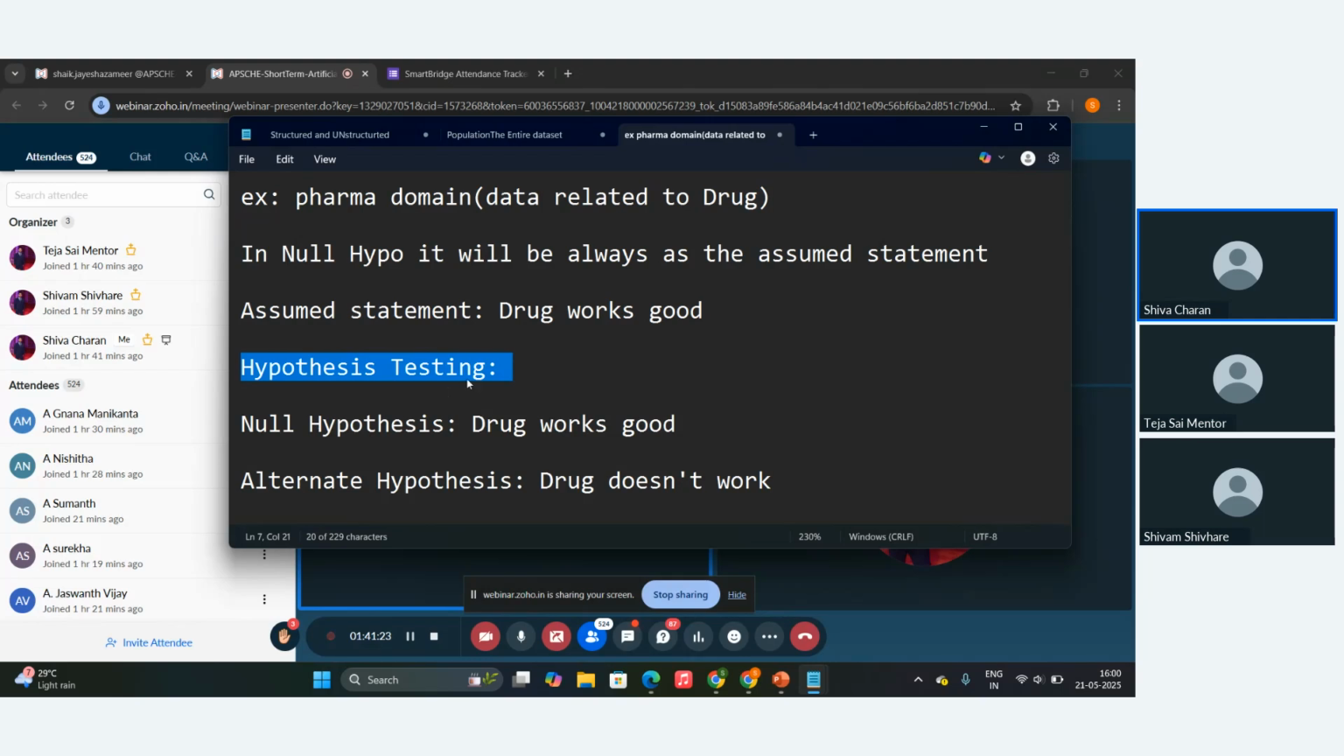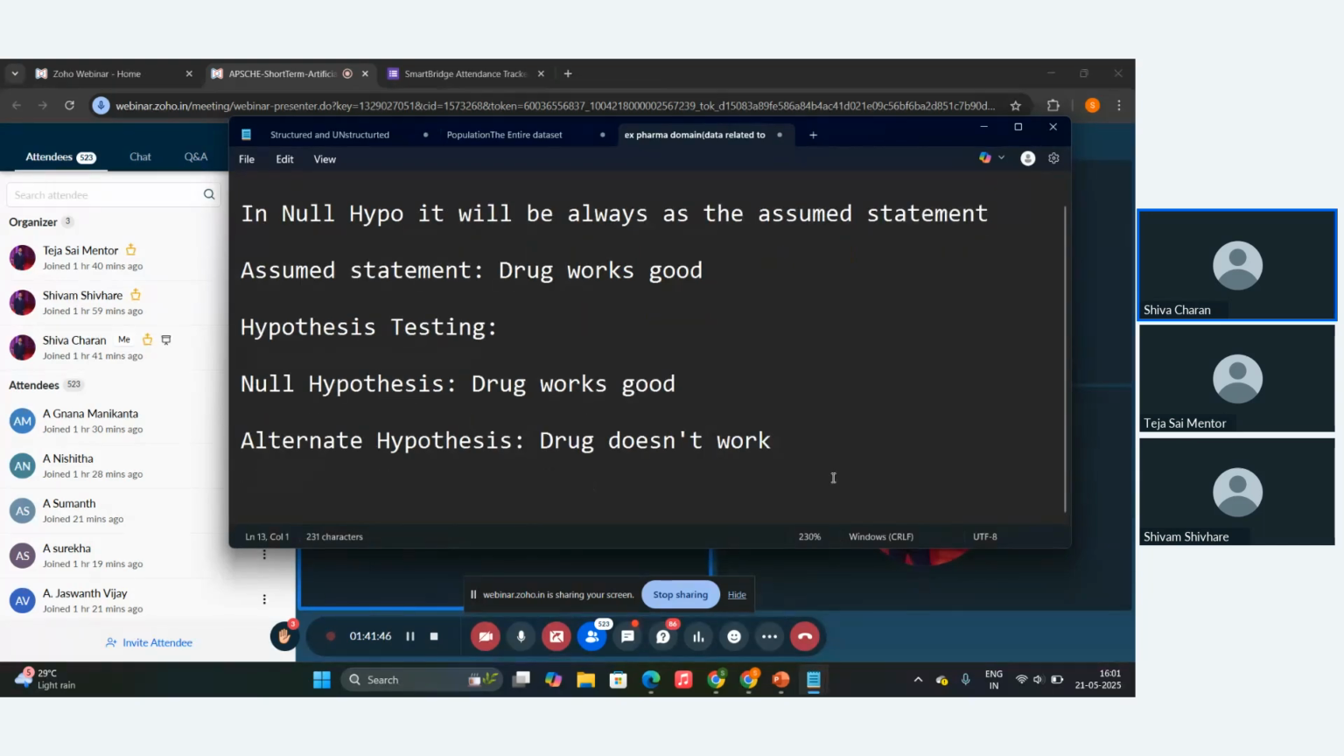So if I want to do hypothesis testing and confirm that it will be working well, in this hypothesis testing I will have null and also alternate. What is the null hypothesis over here? The null hypothesis is nothing but the assumed statement, that the drug will be working good, and the alternate will be the drug doesn't work good. So now we have two statements.